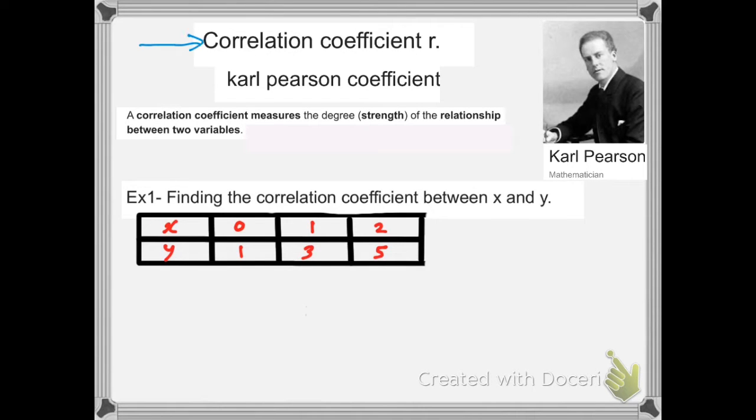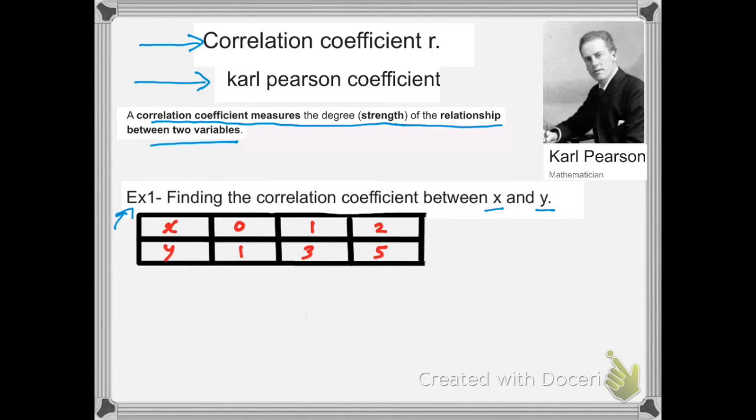Correlation coefficient, or you can say Karl Pearson coefficient. We use the correlation coefficient to measure the strength of the relation between two variables. Here in this example, I'll show you how to compute the correlation coefficient between two variables like x and y.